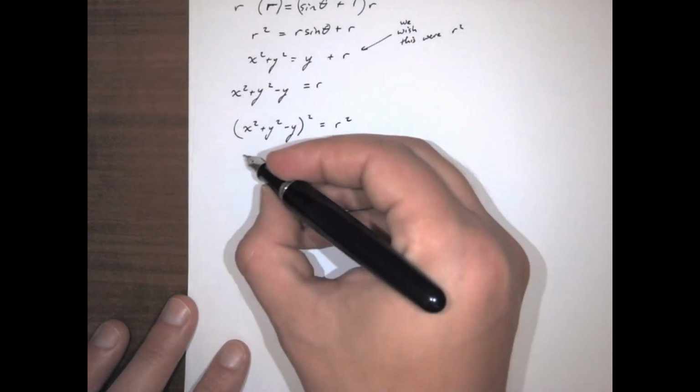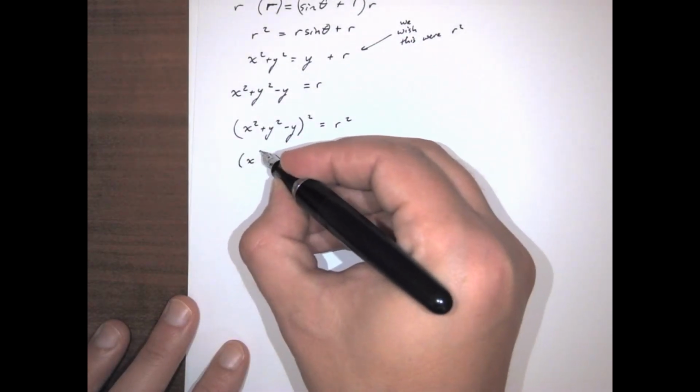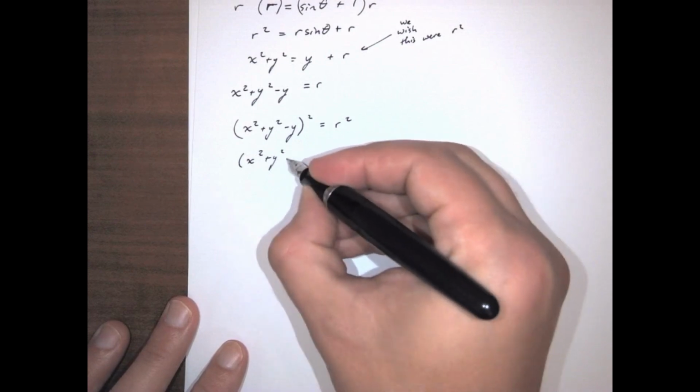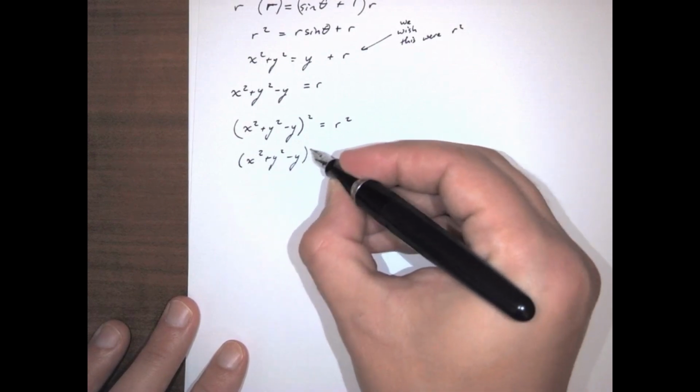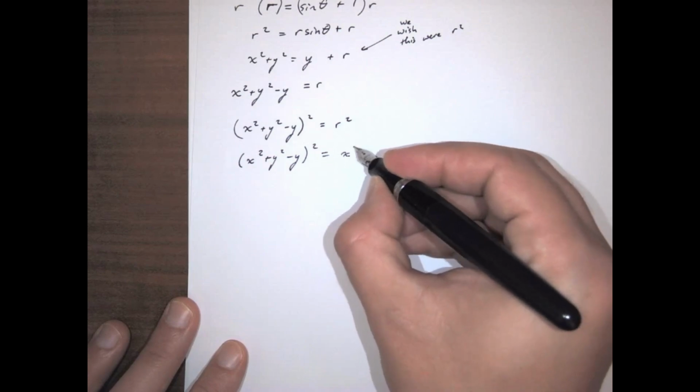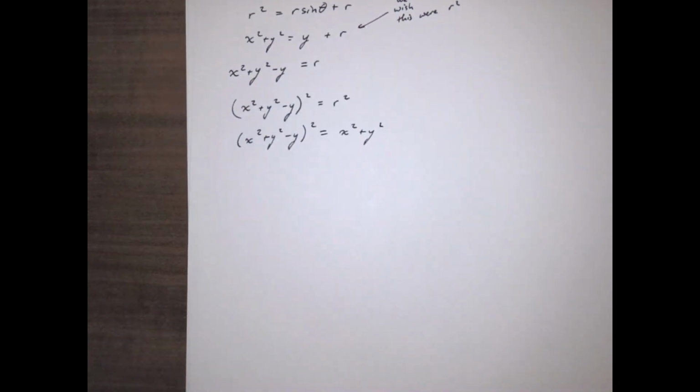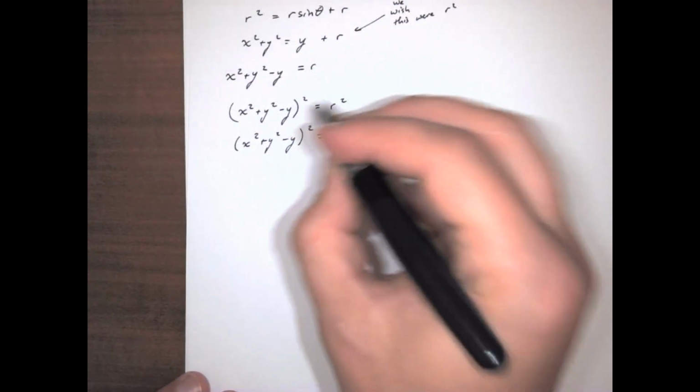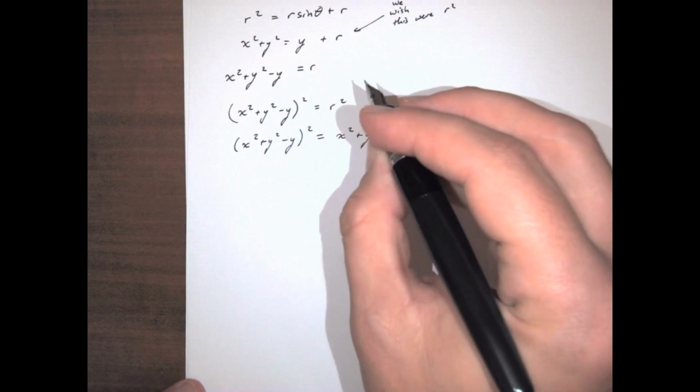And then finally, we'd have that x squared plus y squared minus y all squared equals x squared plus y squared. So this would be that expression. If I wanted to, I could FOIL this out. There's not really a good reason to do that, though.